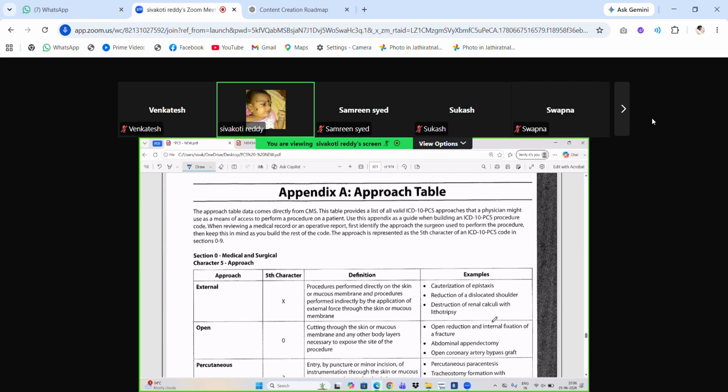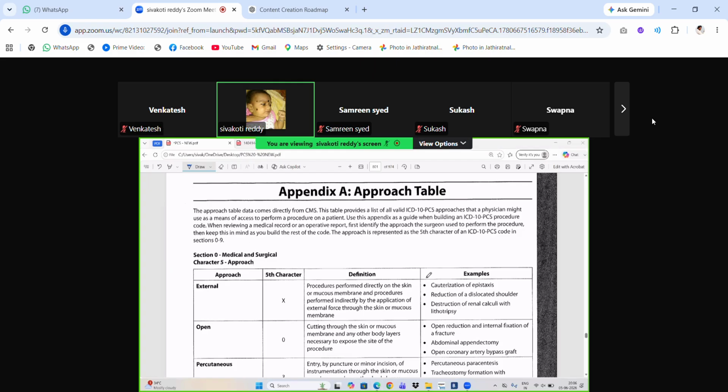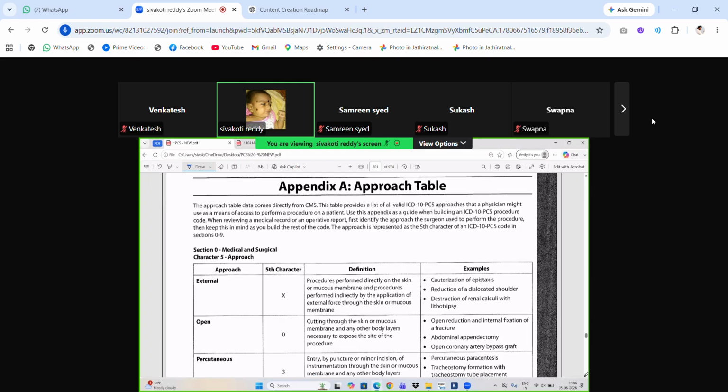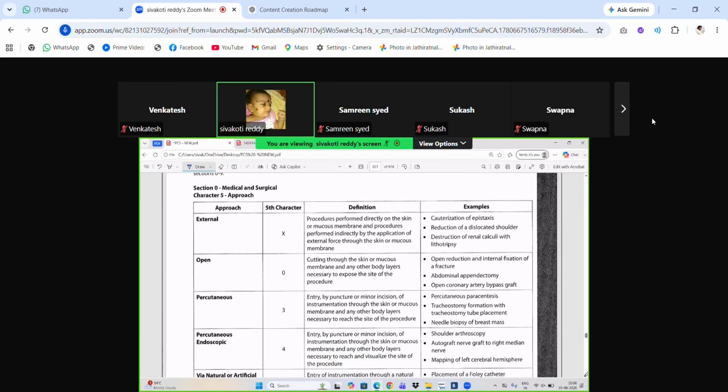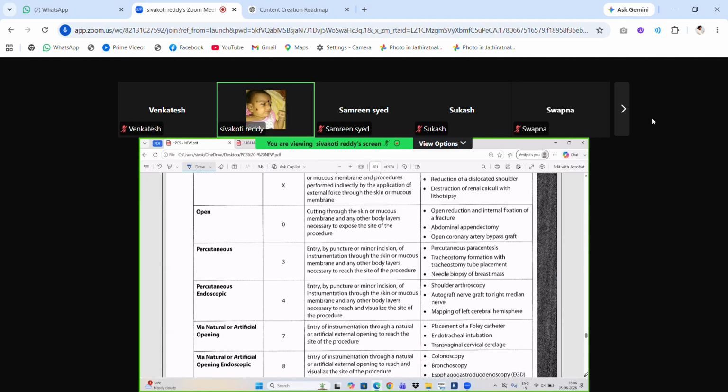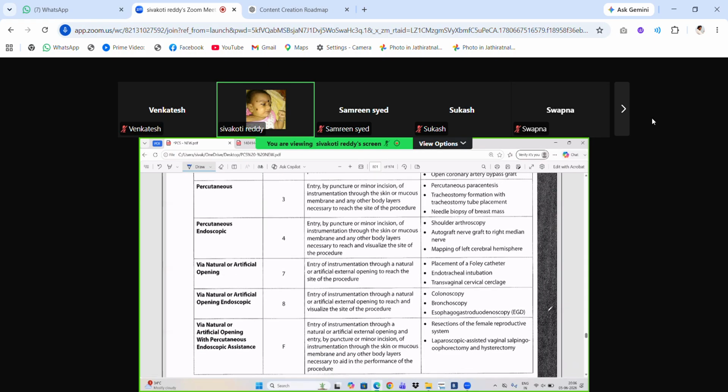External, open, percutaneous, endoscopy, via natural or artificial opening, via natural or artificial opening endoscopy, via natural or artificial opening with percutaneous endoscopic assistance. Okay, these are the approaches, 7 approaches. In these 7 approaches, they will use any one approach to perform a procedure. We need to find which approach they used.